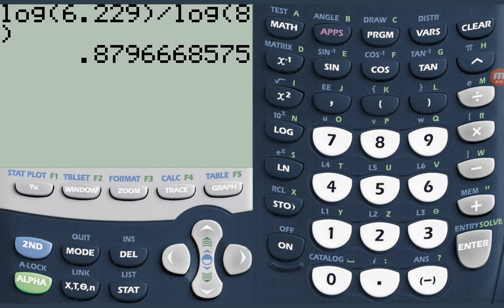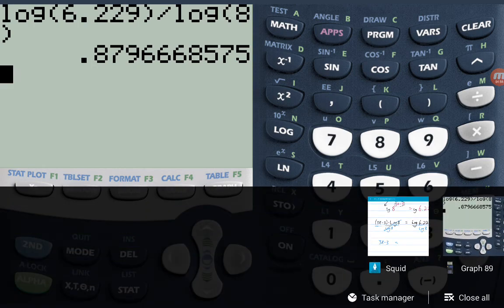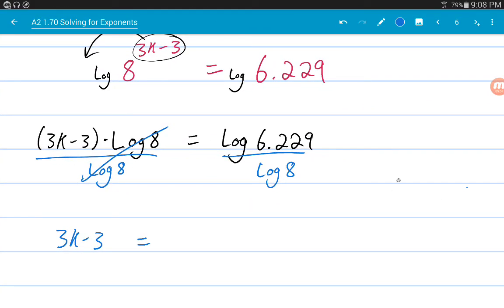And we get 0.8796. When I cut off the 6, it rounds the 9 up. That 9 becomes a 10. So this actually becomes 8 and 7. 1 and 7 is 8. So this becomes 0.88. Okay? That's what this is equal to.